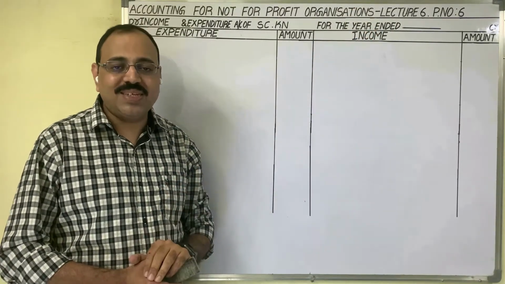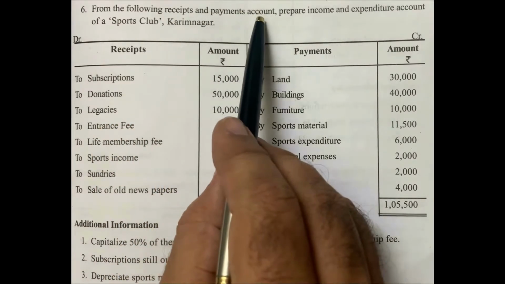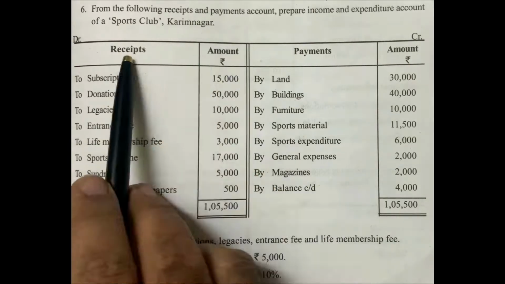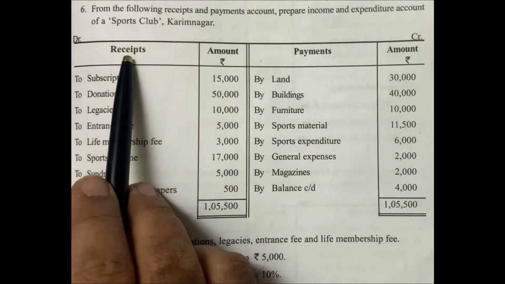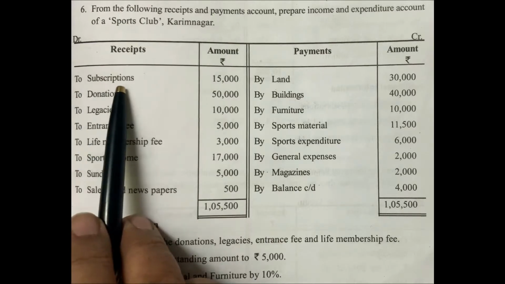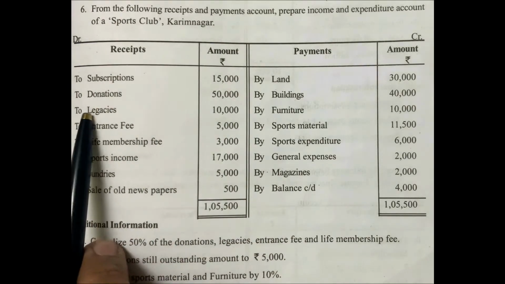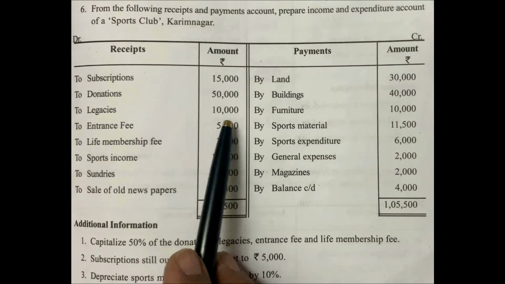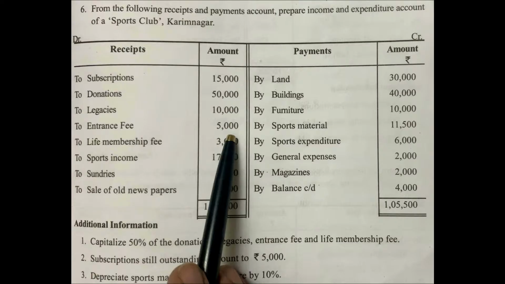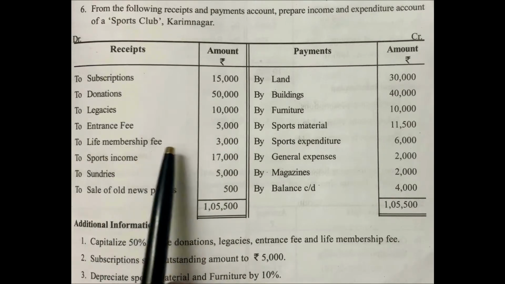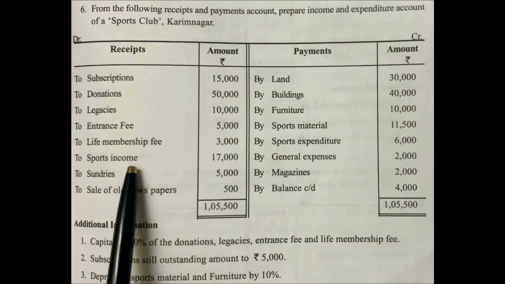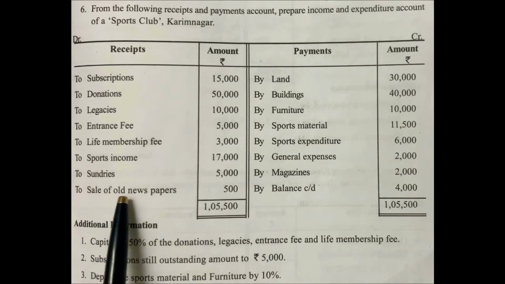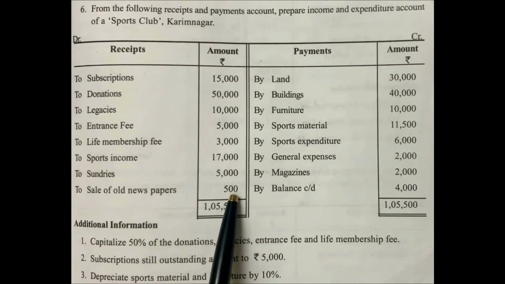Let us see the problem first. From the following receipts and payments account, prepare the income and expenditure account of a sports club, Karimnagar. Receipts and payments account. On the debit side, the receipt side: to subscriptions 15,000 rupees, to donations 50,000 rupees, to legacies 10,000 rupees, to entrance fee 5,000 rupees, to life membership fee 3,000, to sports income 17,000, to sundries 5,000, to sale of old newspapers 500 rupees.